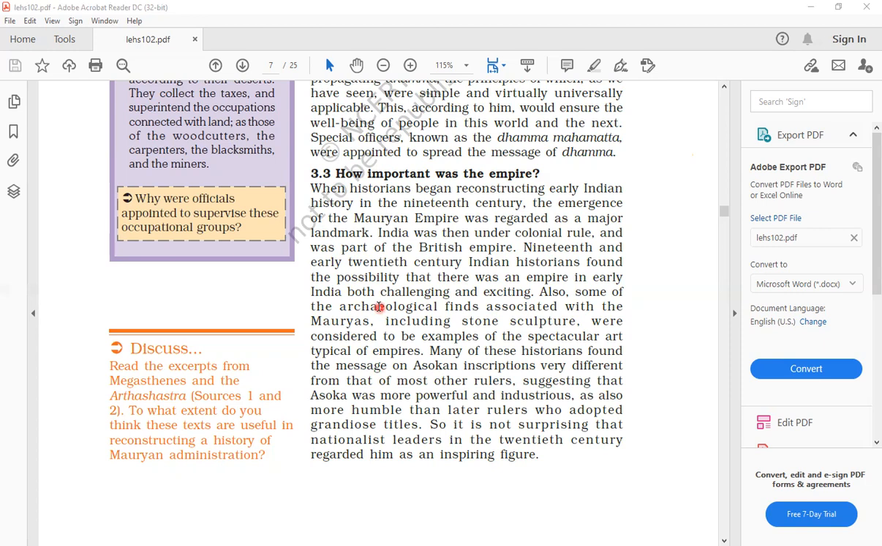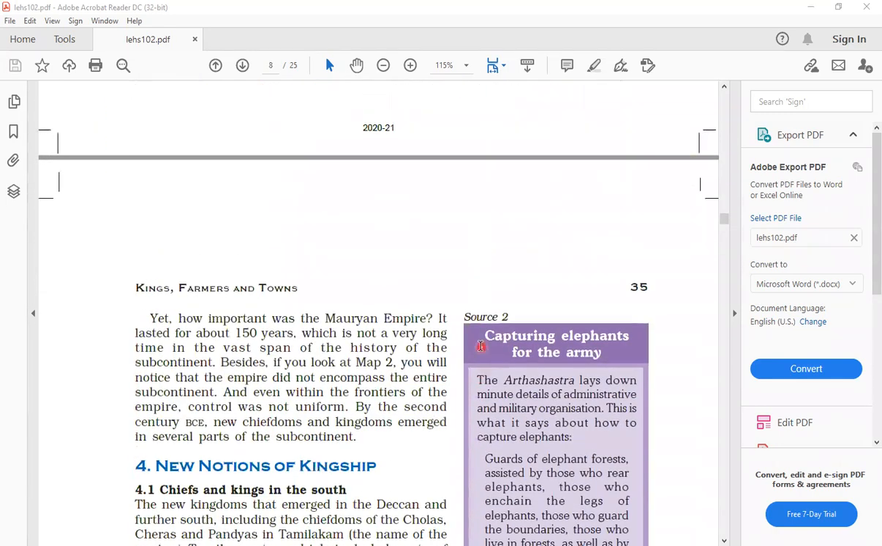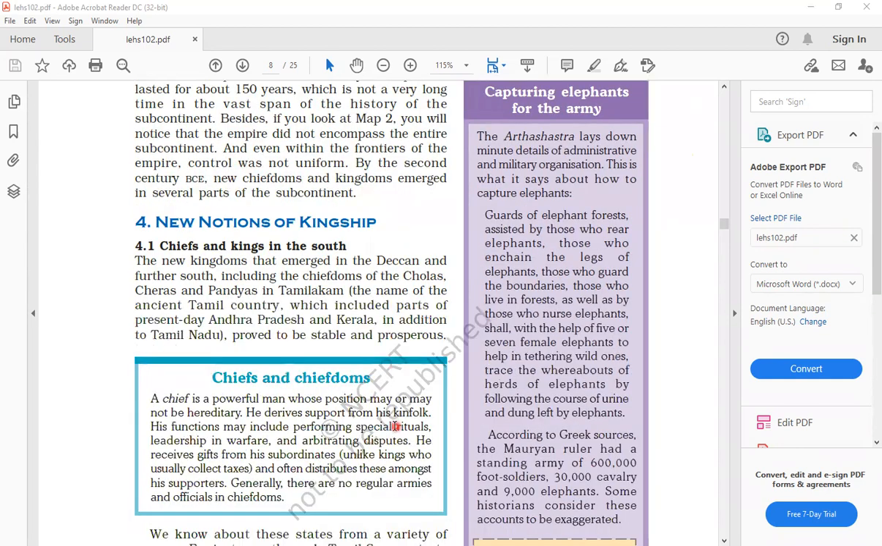Many of the historians found the method of Ashoka's inscription very different from most other rulers. Then this empire lasted for 150 years, and next you can write that it was a very vast span. And now you may also be asked for the reasons of its decline. Mainly, every empire has some common reasons for its decline. First, it did not encompass the entire subcontinent, the control was not uniform, and new chiefdoms and kingdoms emerged. These are the very basic ones.